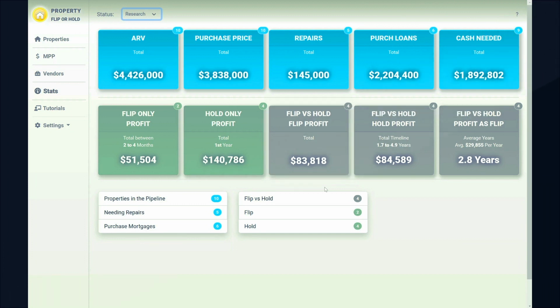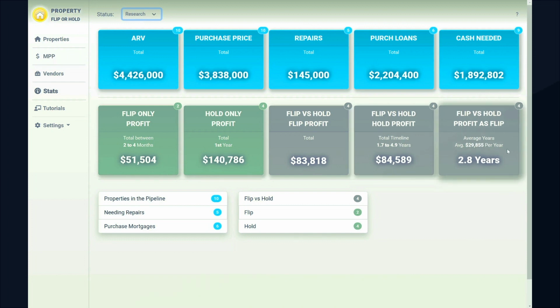So let's take a look at the flip versus hold, the flip profit. If, let's say, we would purchase these 4 properties, we would have just a little bit over $83,000 in flip profits. If we wanted to hold them, to make the same profit as flipping those properties, it would take between 1.7 years to 4.9 years to make a similar profit as the flip. So if you flip it, it's a little bit over $83,000. And roughly, if you hold them, the similar profit will be around $84,000 plus there.